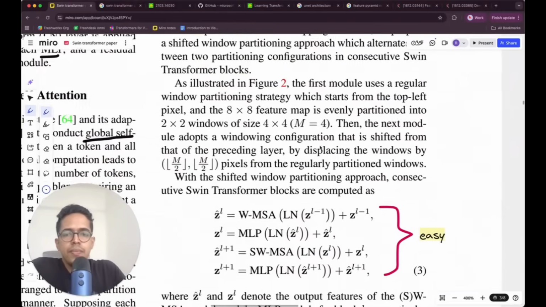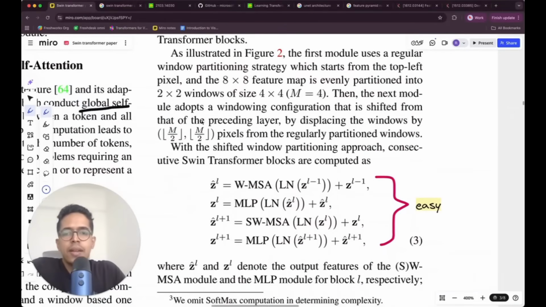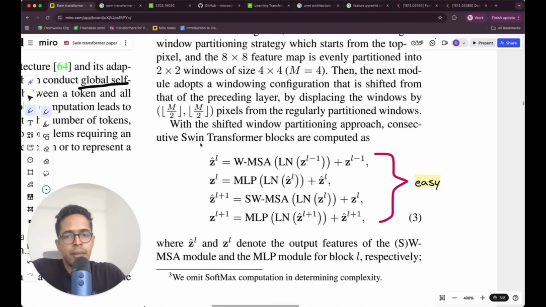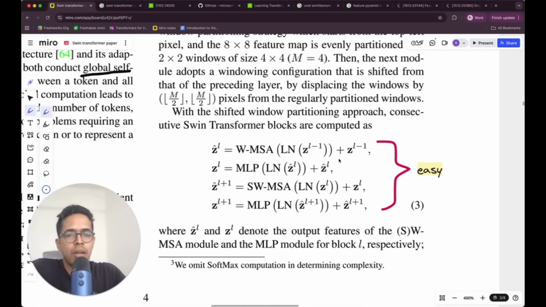So as illustrated, there is shifting by displacing the windows by M by 2 pixels from the regularly partitioned windows. Okay, fine, but we'll come to that. We'll come to the figure, but let's finish this page. With the shifted window partitioning approach, consecutive Swin transformer blocks are computed using this formula. Do you think this is complex or easy? This is easy. I'll tell you why.